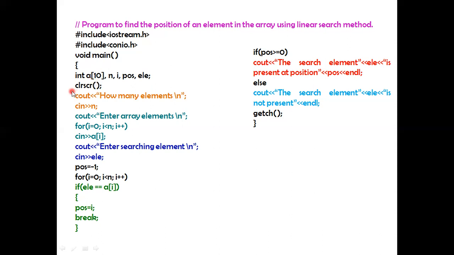Then comes clrscr, the clear screen function. Then cout, stream insertion, within double quotation marks, how many elements, \n, close the double quotation and end with a semicolon. This output statement is asking me to provide the value of n. Say for example, we have given the value as 5. 5 is stored in which variable? n. Do remember, make a note in your rough notebook, n is equal to 5. It's clear. Okay. Then again, I have one more cout statement: cout, stream insertion, double quotation start, enter array elements.